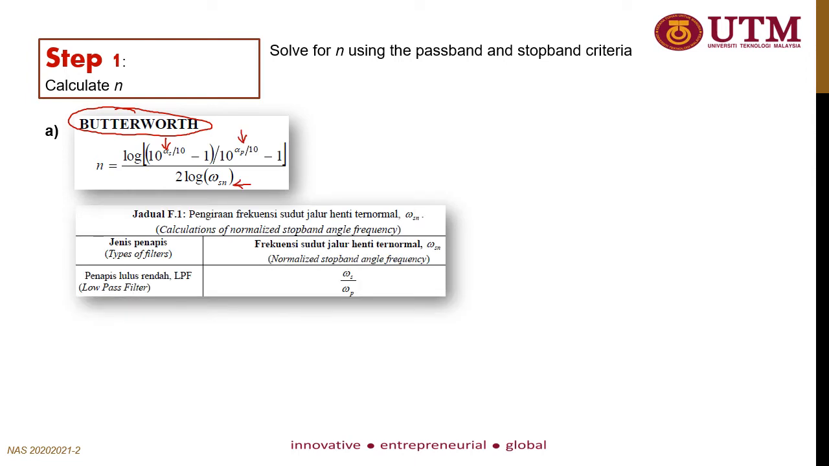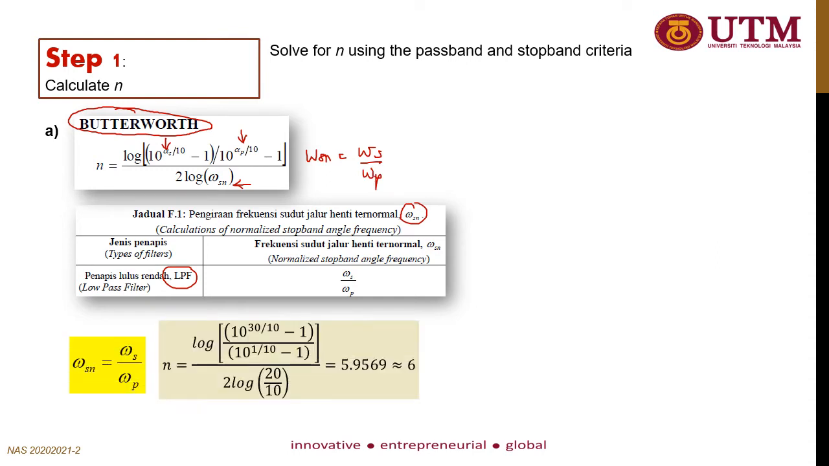From the table, this is a low pass filter, so Butterworth. For a low pass filter, omega s n is equal to omega s over omega p. So omega s n equal to omega s over omega p. Okay, so replace all values into the equation.